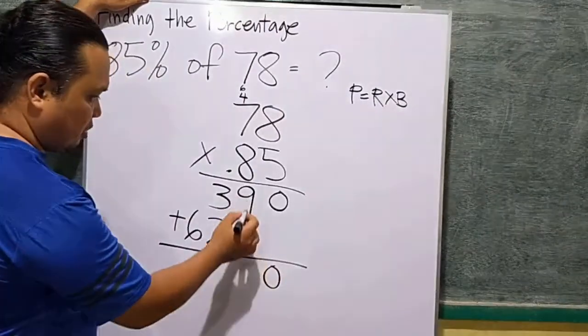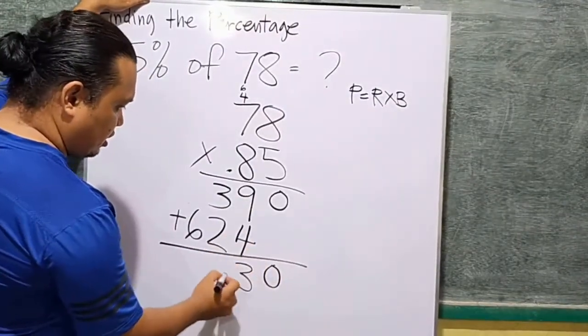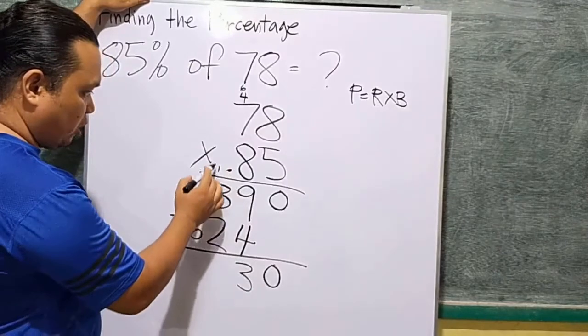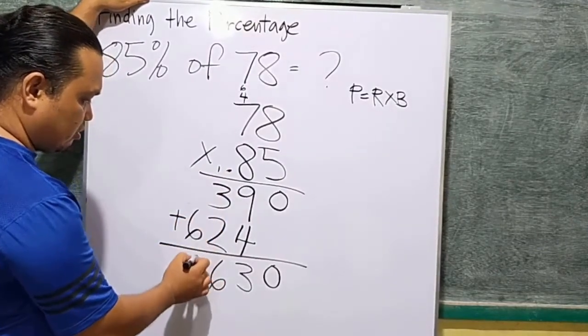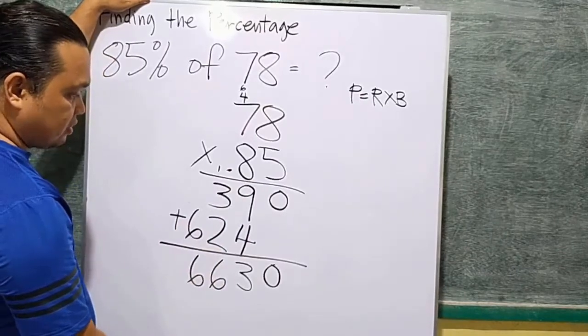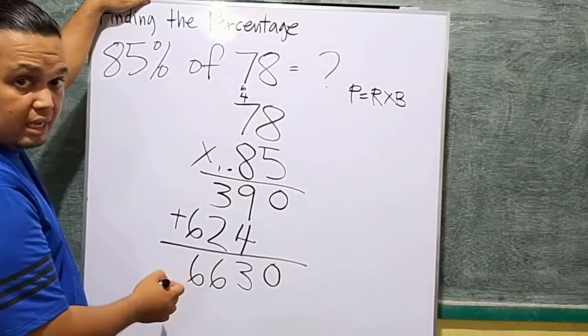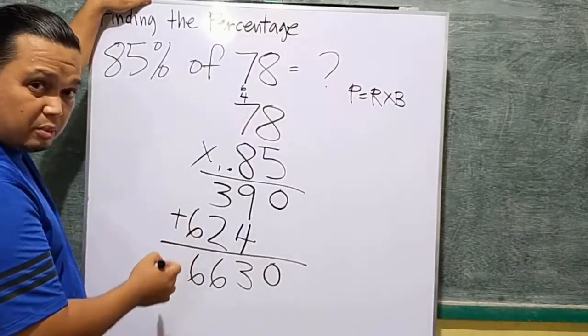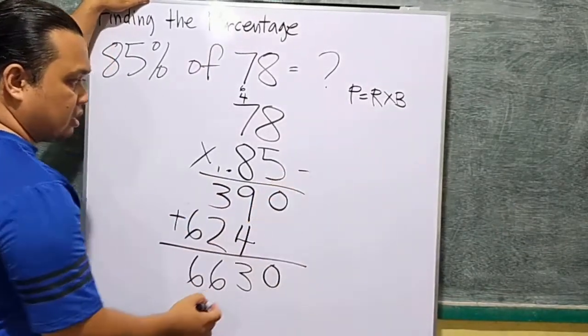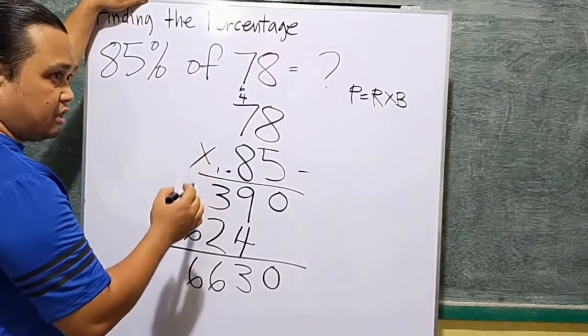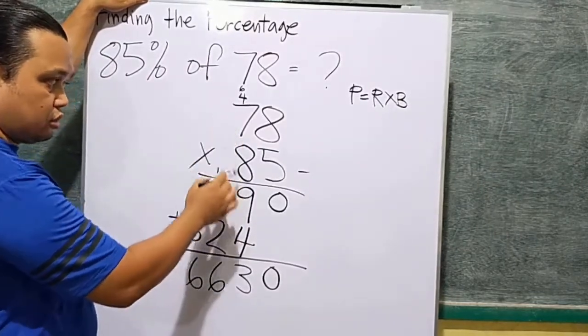0. 9 plus 4 is 13, carry 1. 1 plus 3 is 4. 4 plus 2 is 6. And bring down 6. So we have, where do you put the decimal point? Okay, it depends on how many digits after the decimal point our factors have.